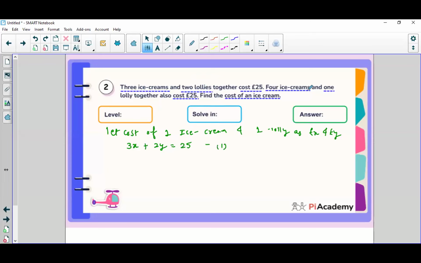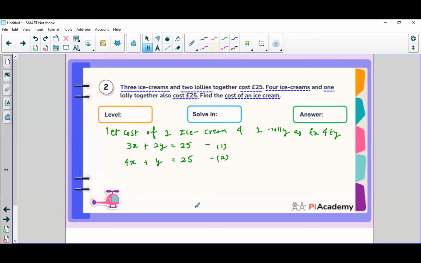Second, 4 ice creams. Okay, so if the cost for 1 ice cream is x pounds, the cost for 4 ice creams should be 4x pounds. And it's already 1 lolly. So the cost for 1 lolly is y pounds. And the total is again 25. This is my equation number 2.